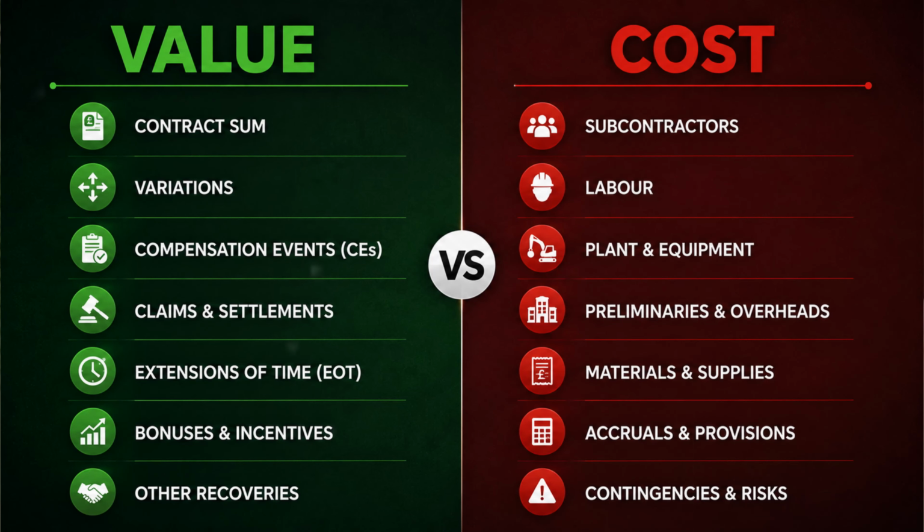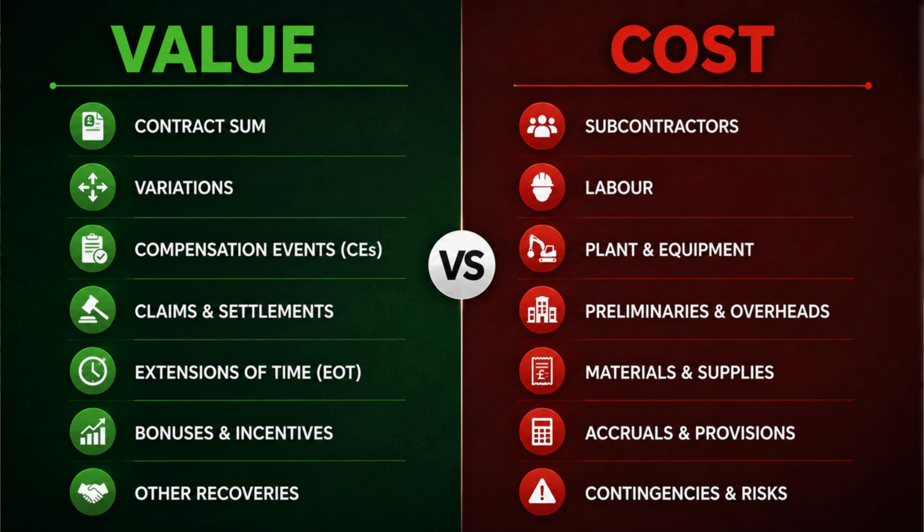That might include the original contract price or sum, agreed variation, compensation events, claims, measured work done, applications for payment, and your forecast value to completion. Cost is what you have spent. So what you've spent, what you're committed spending, or what you expect to deliver.